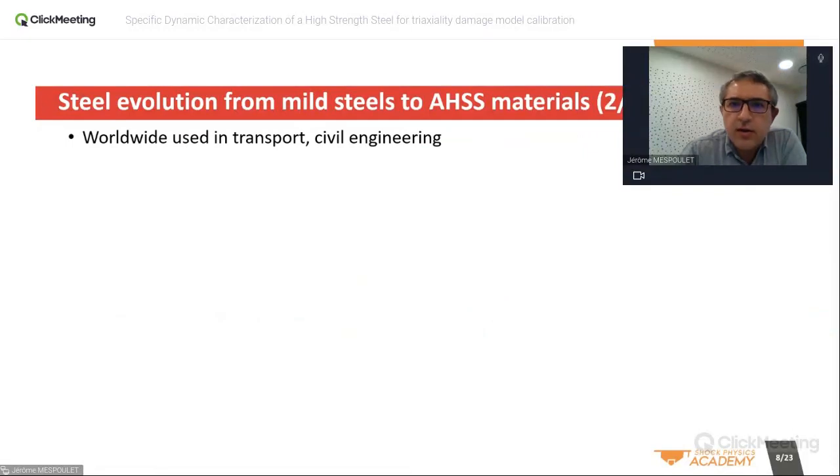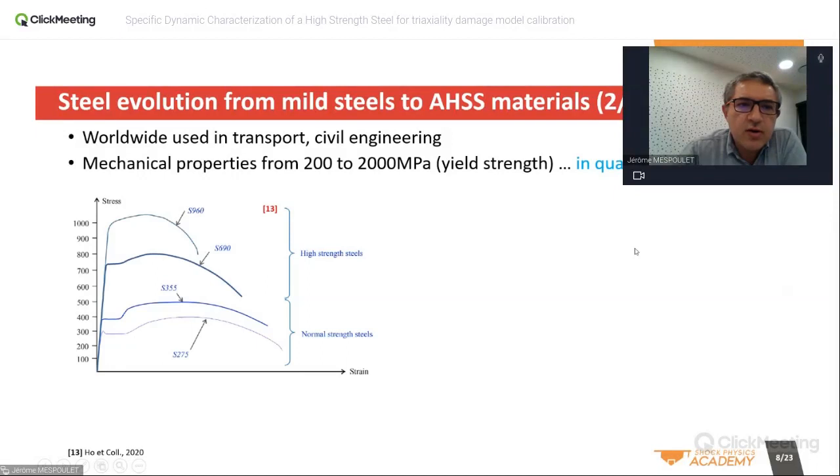So if we speak about the materials, in fact, structural and high strength steels are used worldwide, if you look outside, in defense applications, in transport and civil engineering. Their mechanical properties range from 200 to 2000 MPa in terms of yield strength. In quasi-static, you have some examples of structural steel on the left, from very normal strength steel at the bottom to high strength steel on the top.